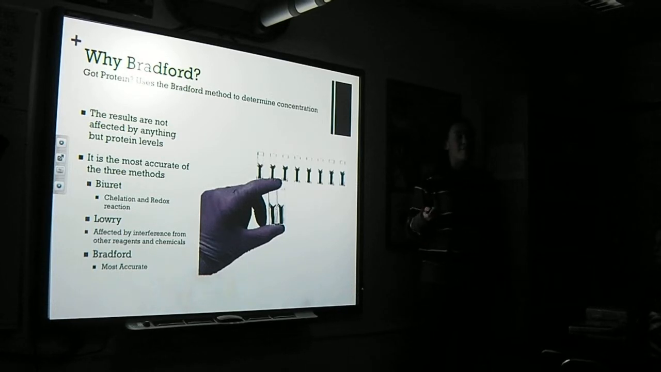So why am I using the Bradford method? Why is this the best method to use? So there are 3 different ways to quantitatively measure protein amounts. There's the Biuret and the Lowry and the Bradford. So with the Biuret, it's a chelation and a redox reaction. The Biuret isn't as accurate as the Bradford method, and the Lowry has interferences from a lot of common chemicals that are found in the lab. So, that are just in that room right there might affect the results. And so the Bradford is also the most accurate of the 3.